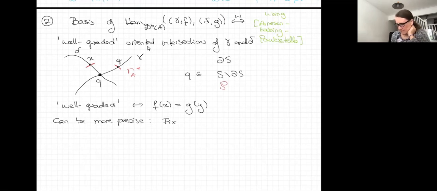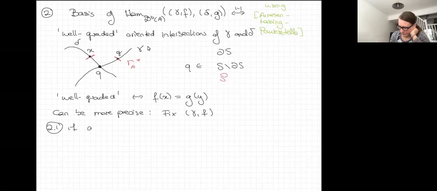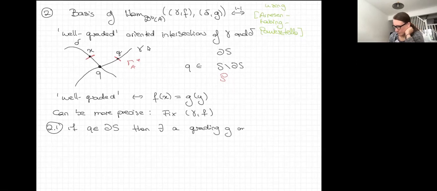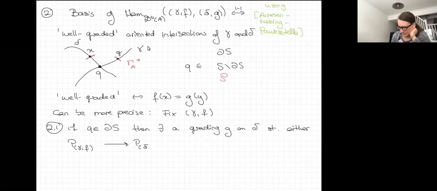So let's fix gamma F, and let's look at how the different intersections give rise to maps. The first one is: if Q, so this intersection, is in the boundary, then there is a grading G on the curve delta such that we have a map from P gamma F to P delta G.